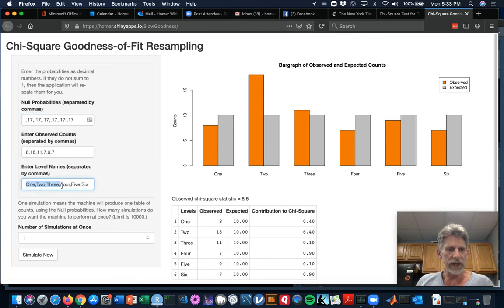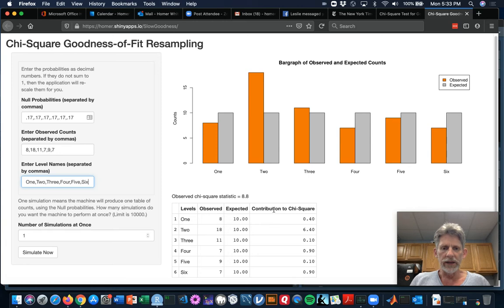And just to make my output a little bit nicer, I give names to the 6 different outcomes, 1 spot, 2 spot, and so on. And what we see in this graph over here is a graph of what was observed in orange versus what was expected, which is all 10 in height. And so you can see those 2 spots standing out. And down here is a computation of the chi-square statistic.